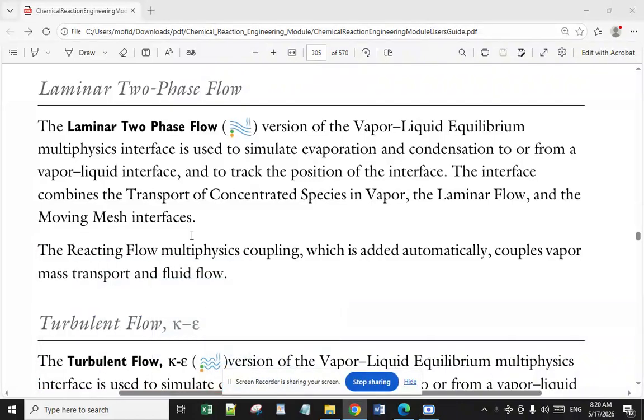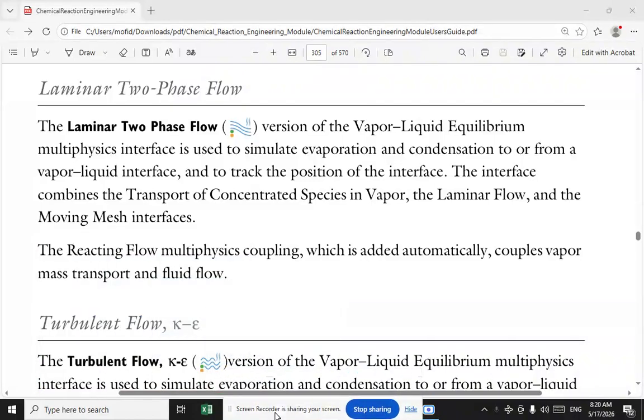In the name of Almighty God, I'm Asa Sankasha, and today I want to talk about the chemical reaction engineering module in COMSOL Multiphysics simulation software.